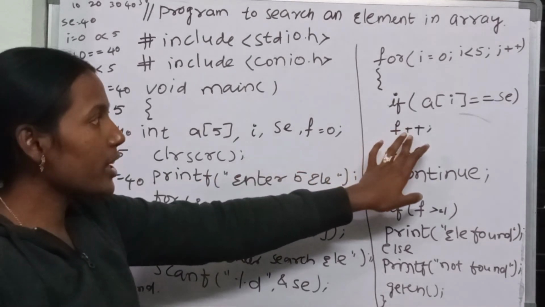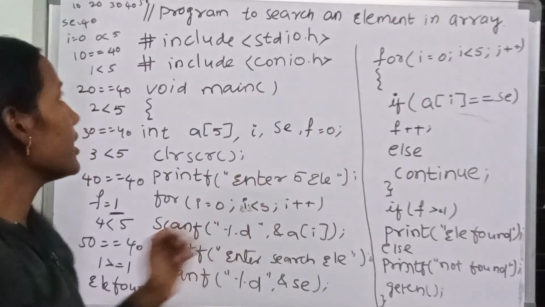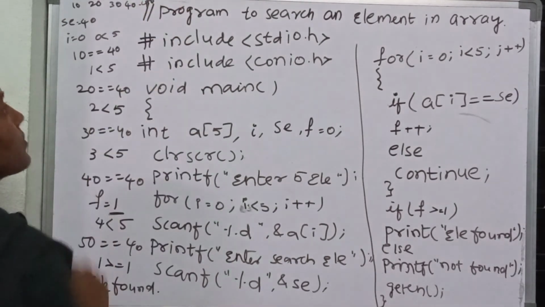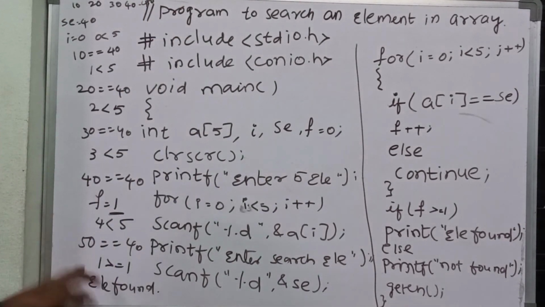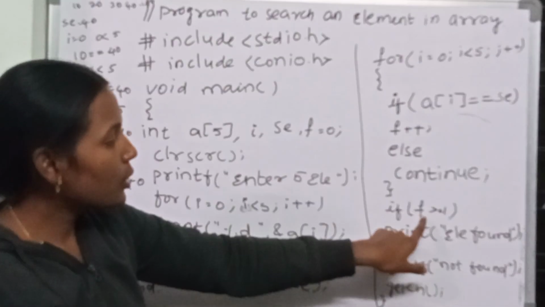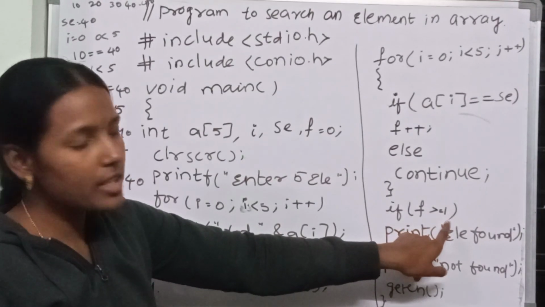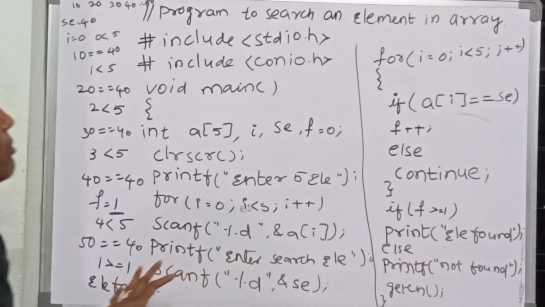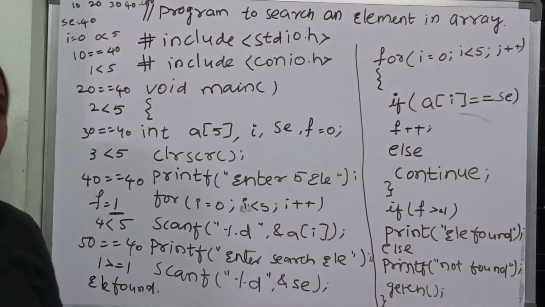Here, why write this F plus plus? Consider if I have 40 two times. What happens? Here also again 40 equals 40. Yes, if the condition is true, F becomes 2. That means 2 is greater than or equal to 1. Right? So then also you will get the element found message. So this is a program to search an element in an array.